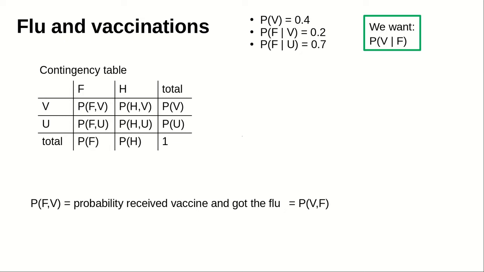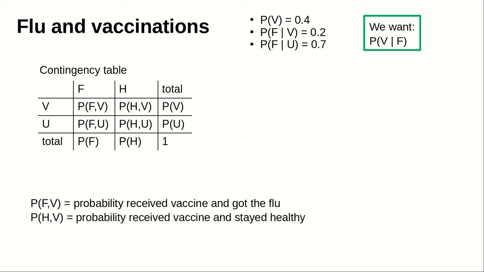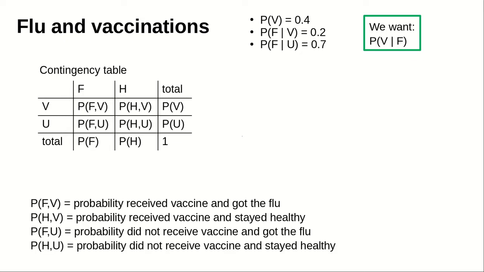The 3 other probabilities for the main part of the contingency table are P of H, comma V, the probability that a person received the vaccine and stayed healthy, P of F, comma U, the probability that a person did not receive the vaccine and got the flu, and P of H, comma U, the probability that a person did not receive the vaccine and stayed healthy.